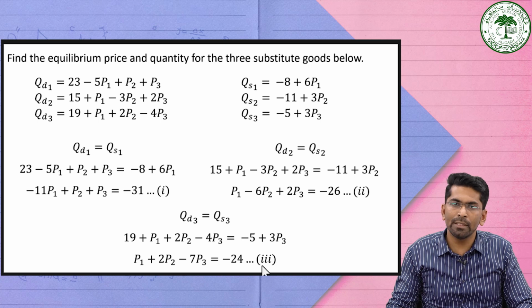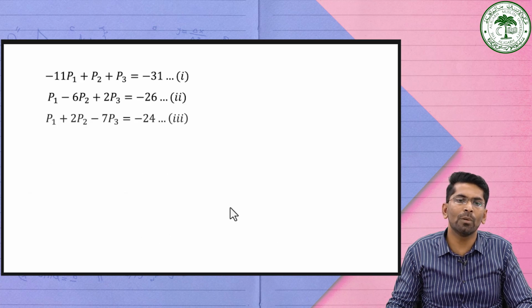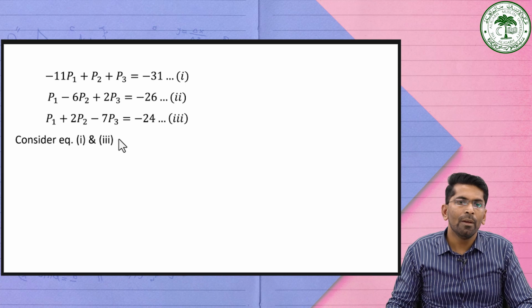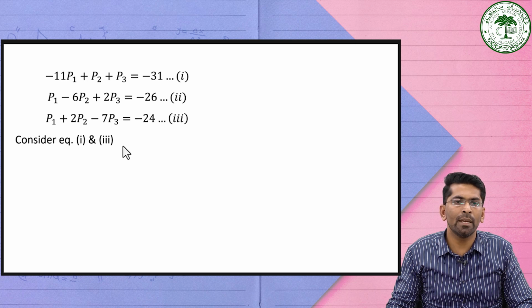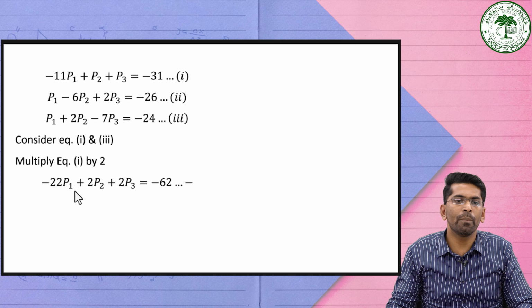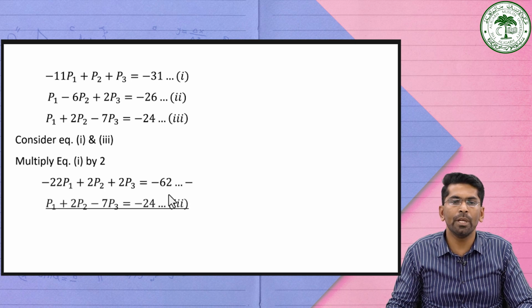Now we have simultaneous equations with three unknown variables. These three equations are written here. First we are going to consider equations 1 and 3, multiplying equation 1 by 2 so that p2 can be cancelled out. So multiplying equation 1 by 2, the equation will become -22p1 + 2p2 + 2p3 = -62. Then considering the third equation as well, it is written here.